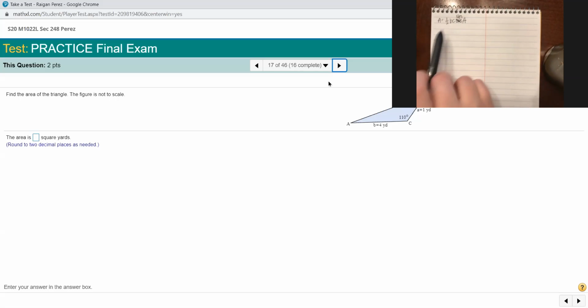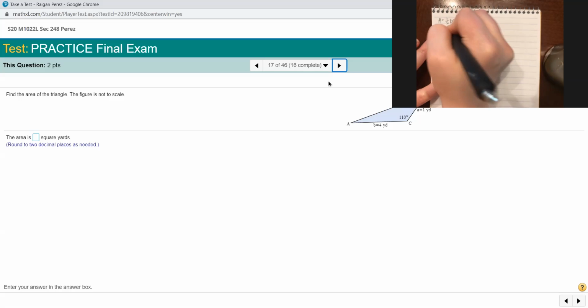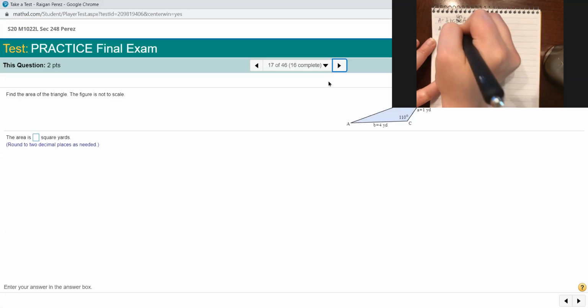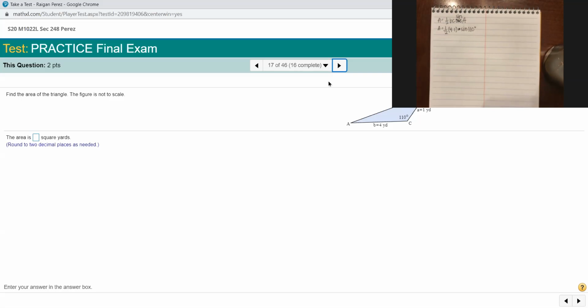And it basically just depends on the two sides opposite of the angle that they give you. So here I have B and A, and I have angle C. So I'm actually putting B and A right here and C right here. So I have area equals 1/2 of 4 times 1, which is just 4 times, times sine of 110. I'm just going to plug that in the calculator. So 1/2 of 4 is 2. So basically 2 times sine of 110.